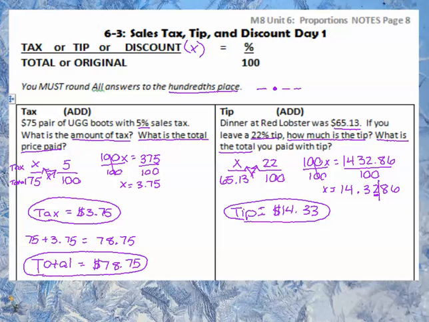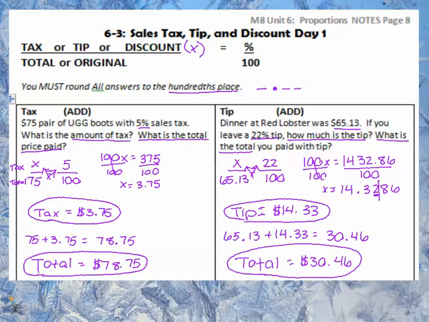It's asking me what also is the total. So that was my first answer. My second answer, I need to figure out the total. Total, I add with tip. So I have $65.13 plus my tip, which was $14.33, gives me 30.46, and that means my total is equal to $30.46, and that problem is complete. I've answered both questions it had.